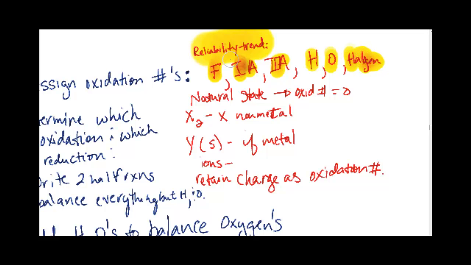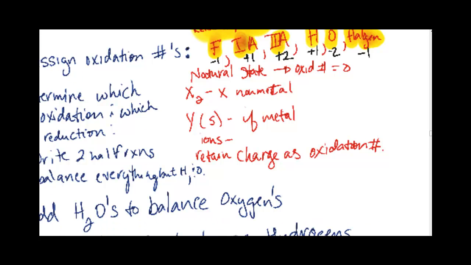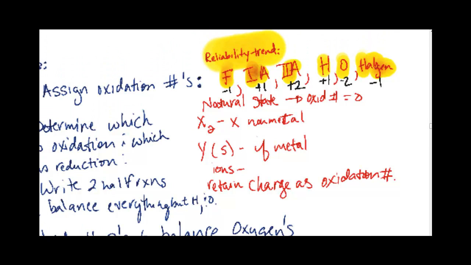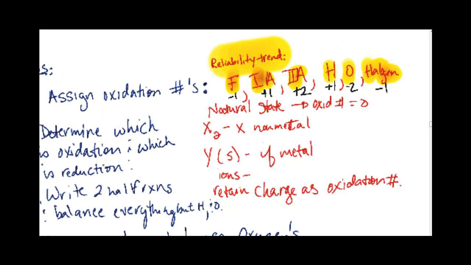Okay, so what are the actual oxidation numbers here? Well, fluorine is a -1, that's a +1 for all the ones in the first column, +2, +1, -2, and -1. Okay, so make sure you know those. Without knowing those, there's no way you can even start these problems. You won't know which ones are going to be oxidized or reduced.